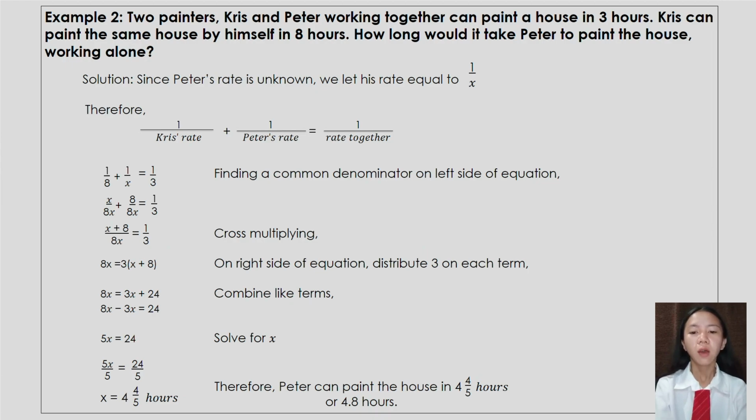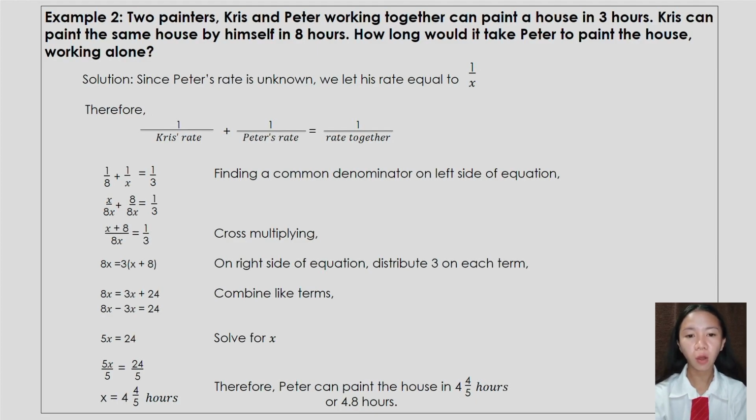Second example: two painters, Chris and Peter, working together can paint a house in 3 hours. Chris can paint the same house by himself in 8 hours. How long will it take Peter to paint the house working alone? This is the solution. Since Peter's rate is unknown, we let his rate equal 1 over x. 1 over Chris' rate plus 1 over Peter's rate equals 1 over rate together. 1 over 8 plus 1 over x is equal to 1 over 3.